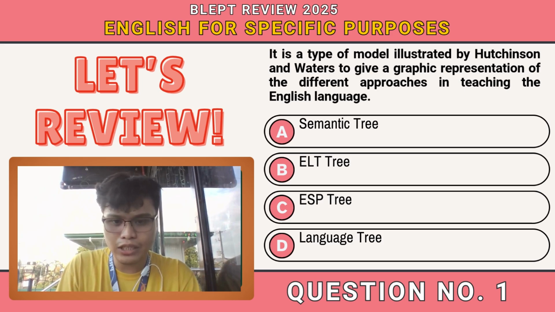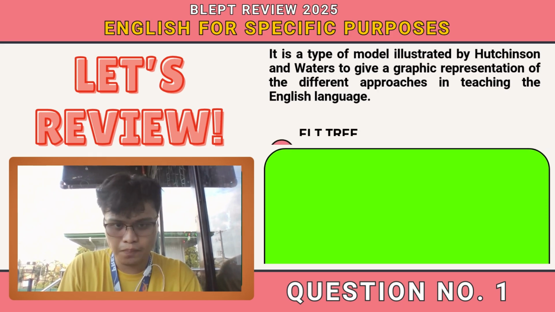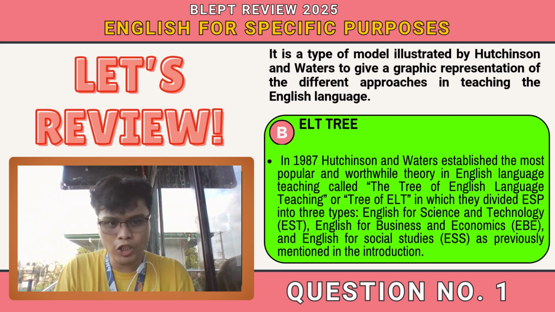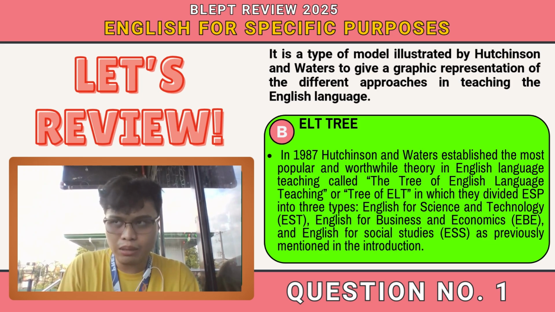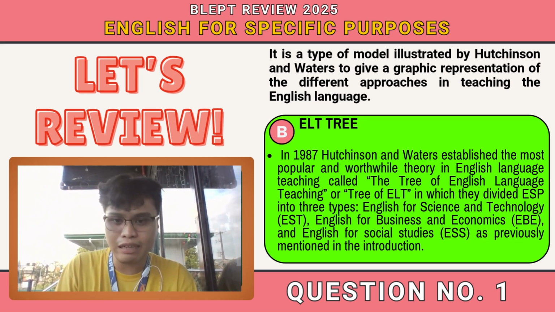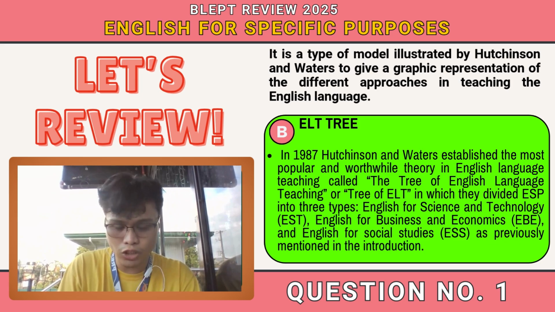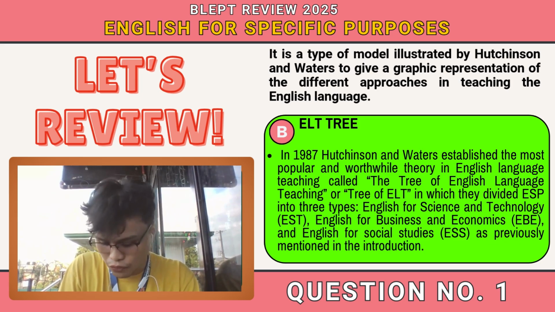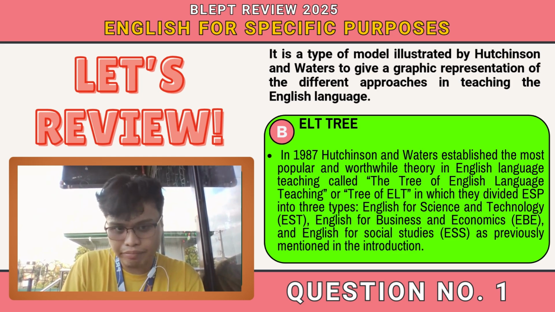The correct answer is letter B, ELT tree. In 1987, Hutchinson and Waters established the most popular worthwhile theory in English language teaching. So the ELT tree basically is an illustration of a tree on which different types or approaches of English language teaching are depicted. So that is the correct answer. Again, if you are asking for the illustration created by Hutchinson and Waters, they are asking for the ELT tree itself. And since it is a tree, it has many different branches.